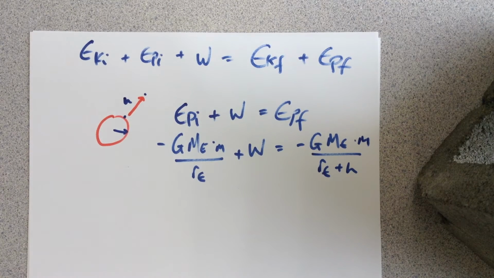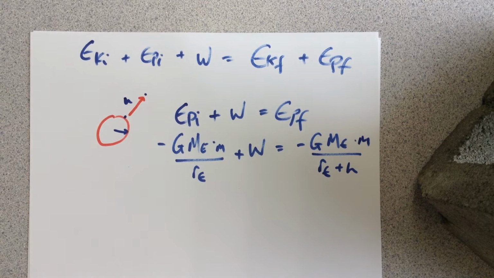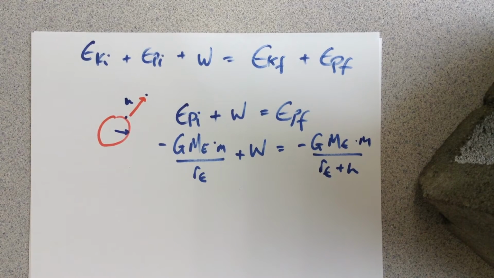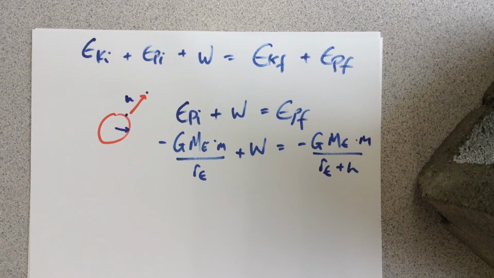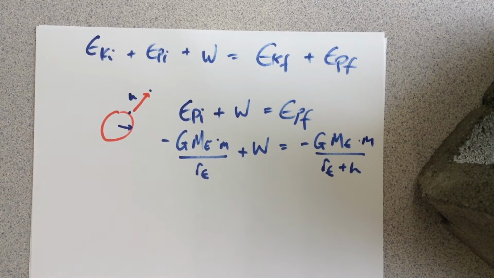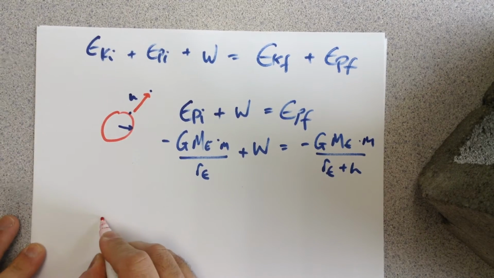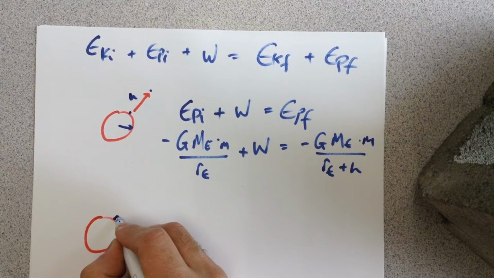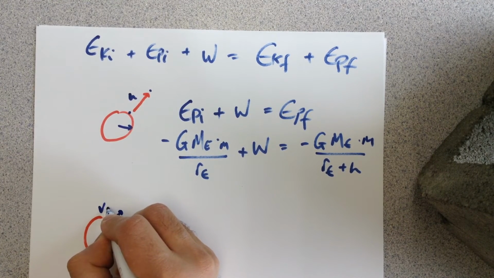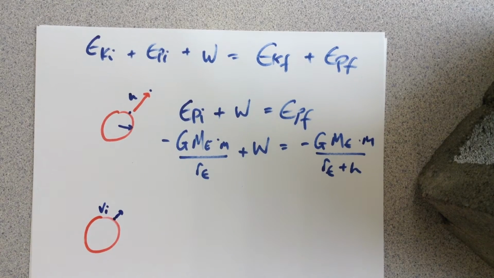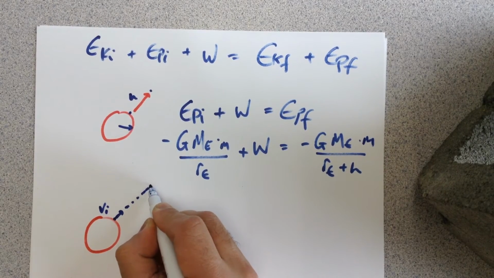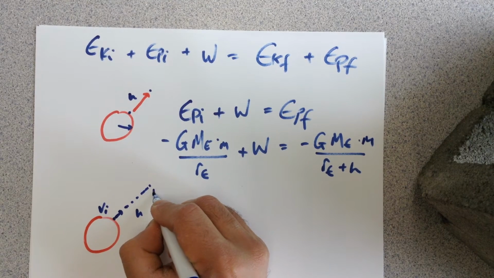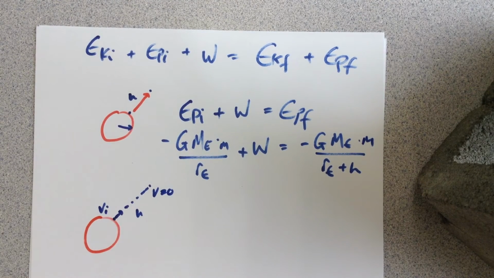A variation of that question would be if you are not doing work, but you're projecting something like a projectile, you're launching it up at some speed, and you want to figure out how fast or how high it travels. So here again, we have the Earth, we have an object sitting at the surface, but this time we launch it with some initial velocity. And of course it rises up to some height, but at the highest point, its velocity is zero.